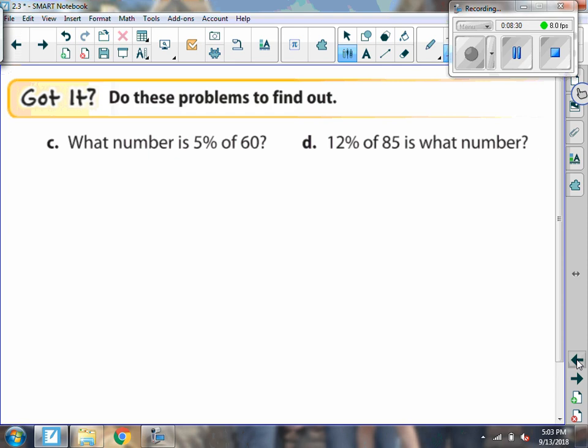So do the exact same thing with these two. What number is 5% of 60? And 12% of 85 is what number? So we're trying to find our part. So figure out your keywords, look at your keywords and figure out where everything's going to go in our equation. Remember, our equation is your part over your whole is equal to your percent over 100. So go ahead and pause this for a moment to solve this.